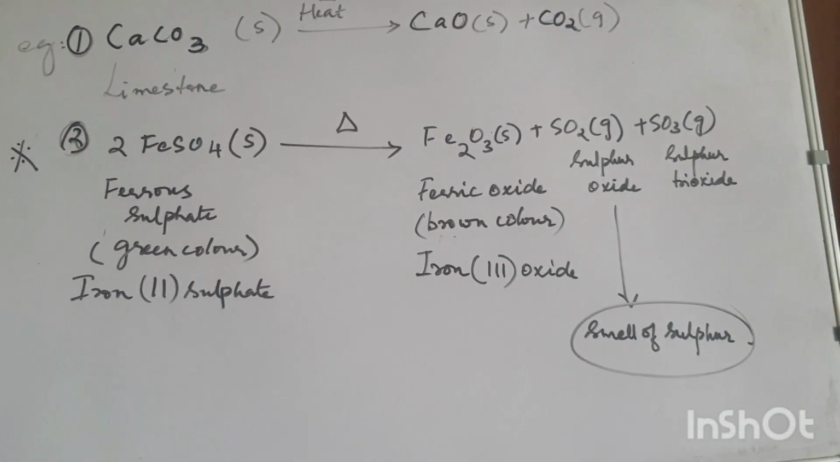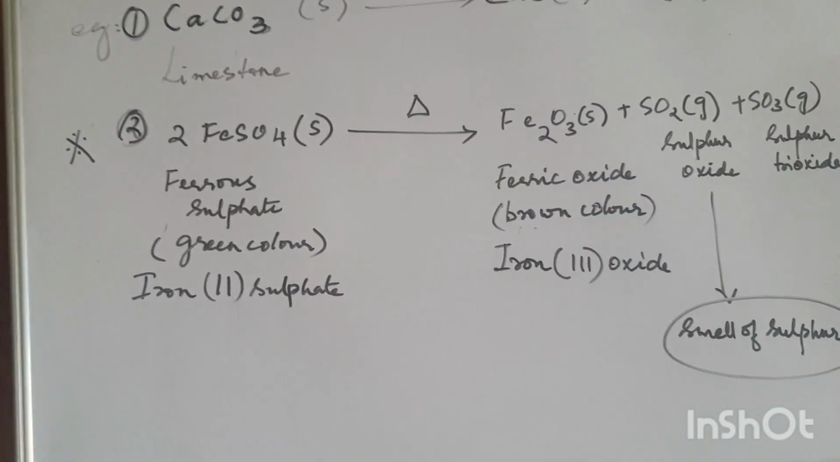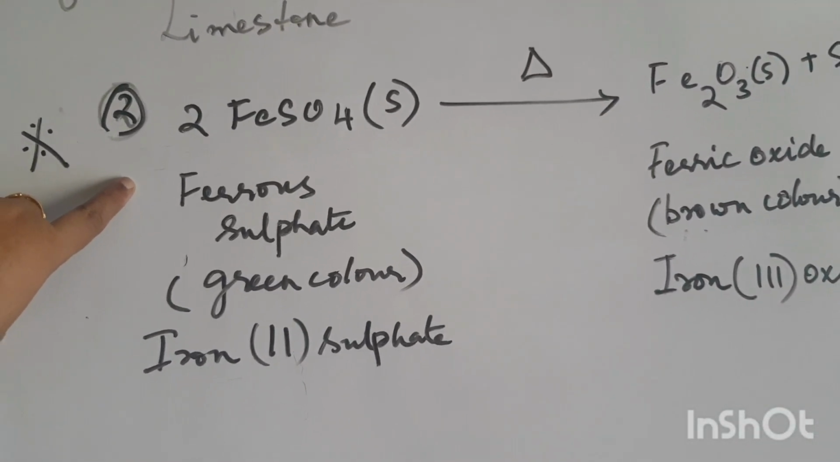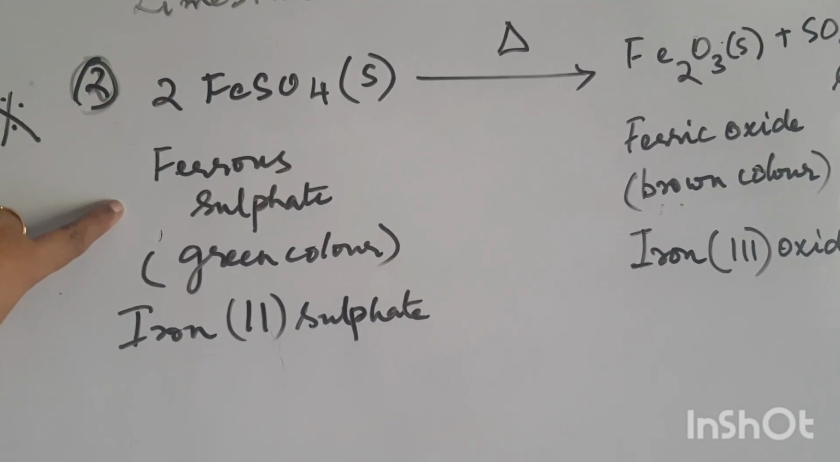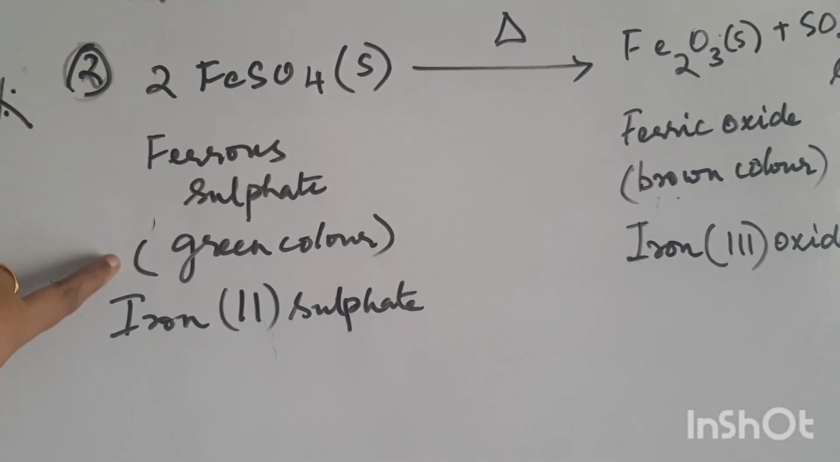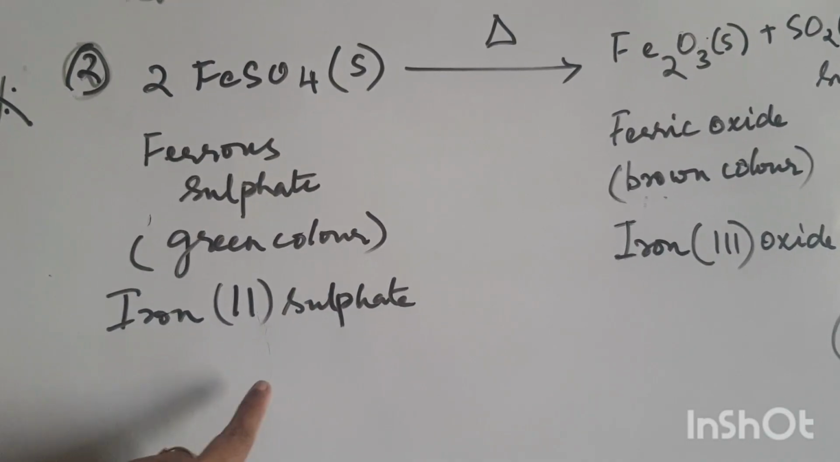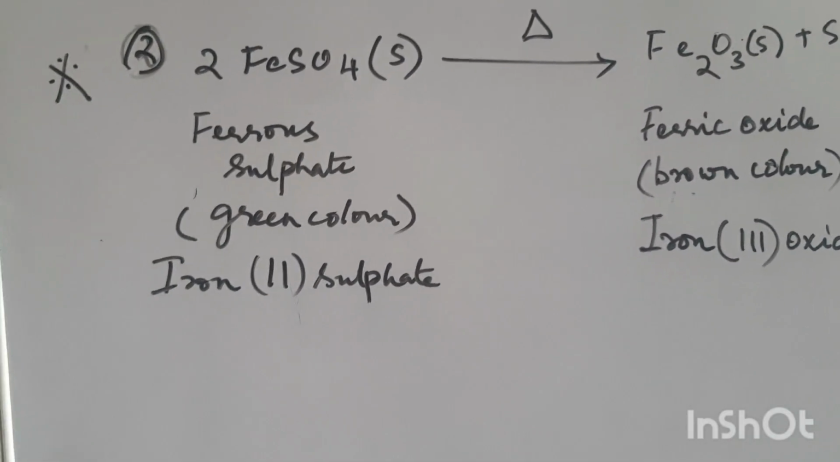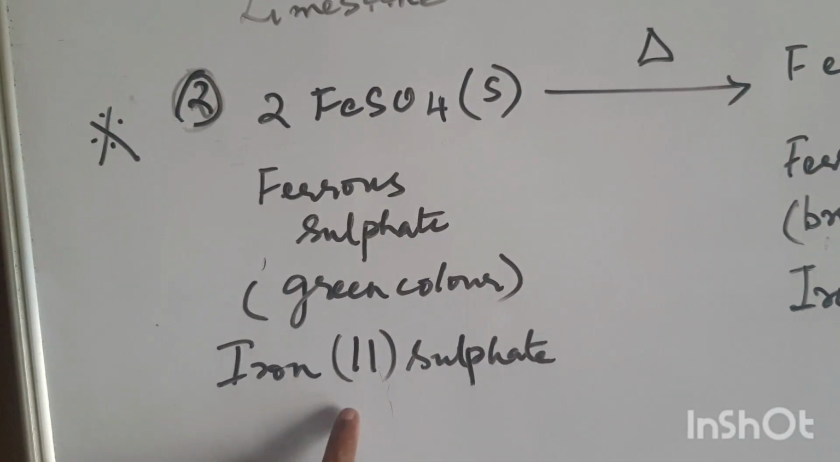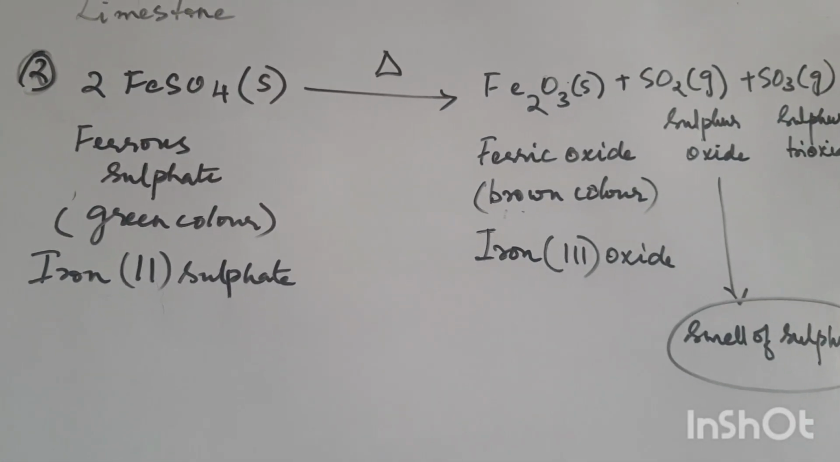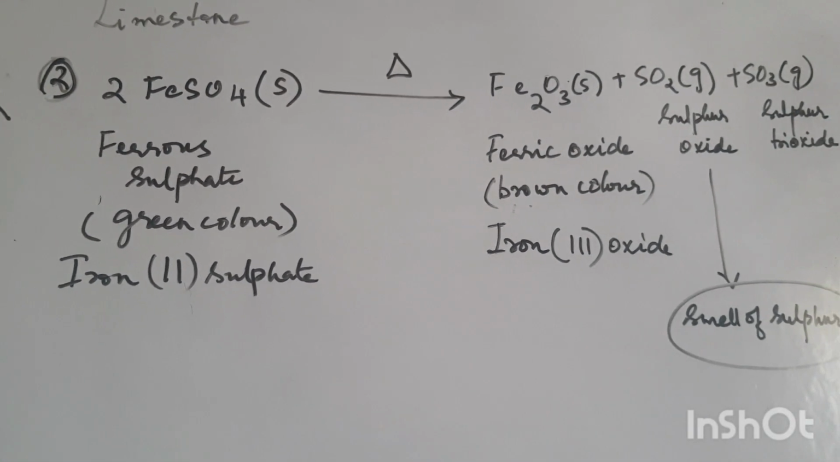Coming to the second equation, you are having two molecules of FeSO4. You can see over here FeSO4, that is solid state. The name is ferrous sulfate. What is the color of that? Green color. Or else you have the name as iron 2 sulfate. Okay, you have to write the Roman 2 within bracket. Then in the presence of heat, that is it undergoes thermal decomposition to form the products.